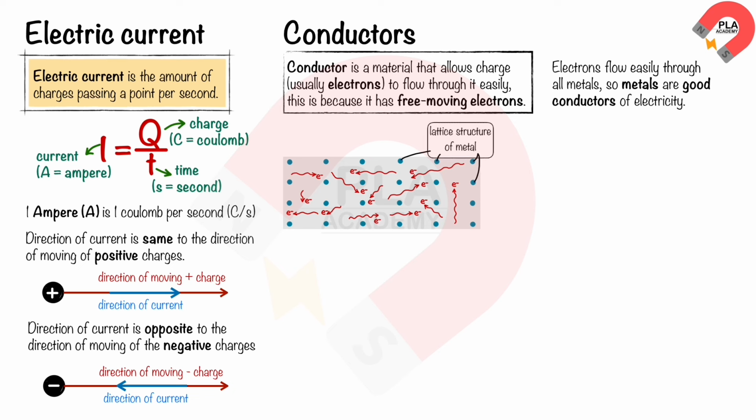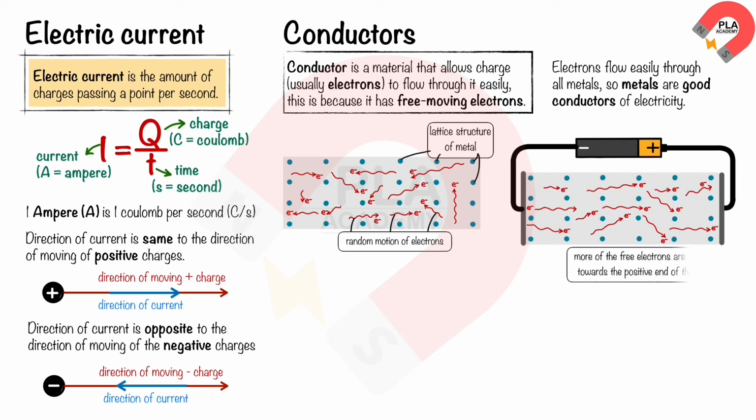Under normal circumstances, this movement is random. That is, the number of electrons flowing in any one direction is roughly equal to the number flowing in the opposite direction. There is therefore no overall flow of charge and no electric current.